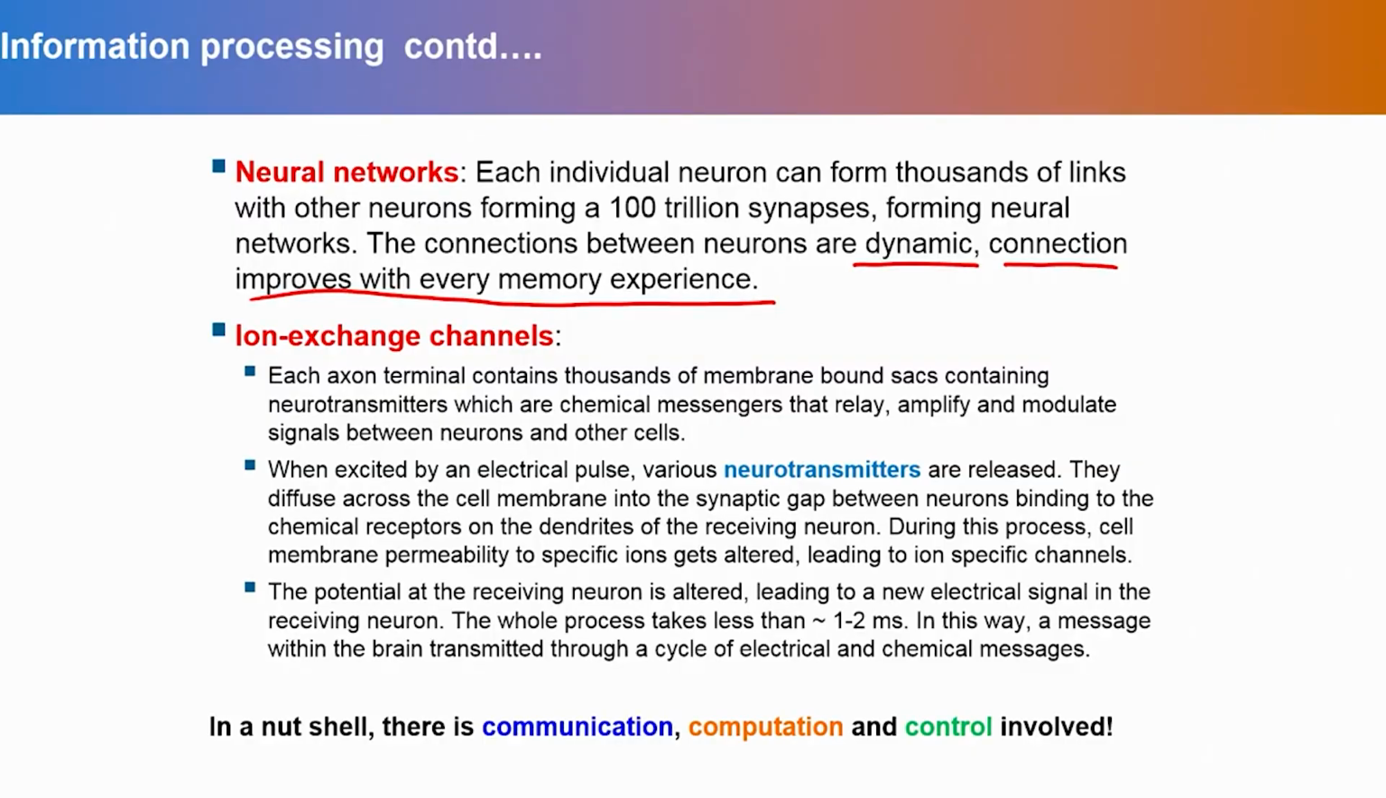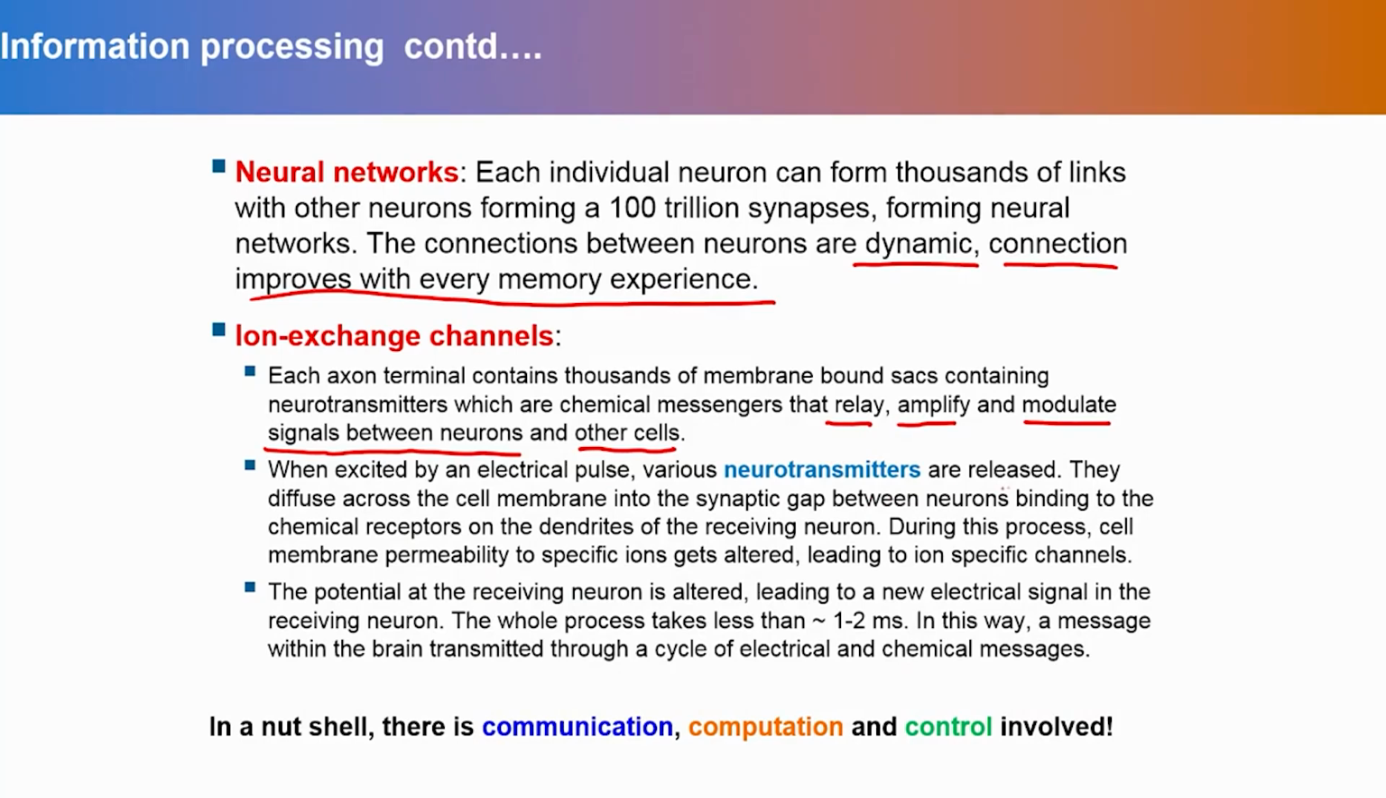Next is the ion exchange channels. Each axon terminal contains thousands of membrane bound sacs containing neurotransmitters, which are chemical messengers that relay, amplify and modulate signals between neurons and other cells. So, this is quite different when you think about the silicon counterpart, because it happens through electron hole transportation process, because we have transistors there, right. So, here it is chemical messaging.